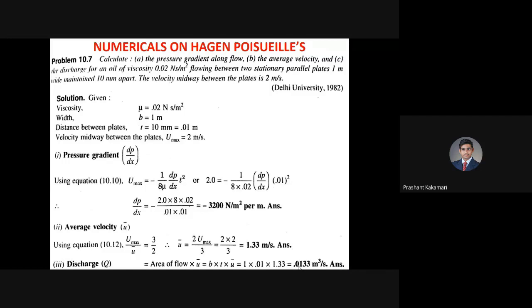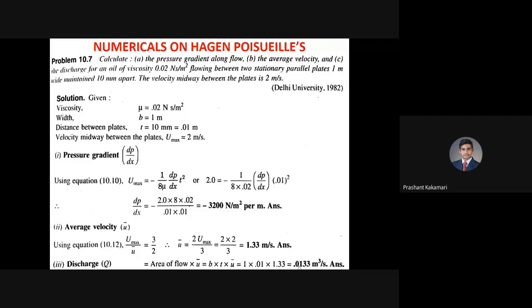Then we need to find out the average velocity, that is U bar. Average velocity means we know the relation that U max by average velocity is 2. Using that relation, one can solve this problem.